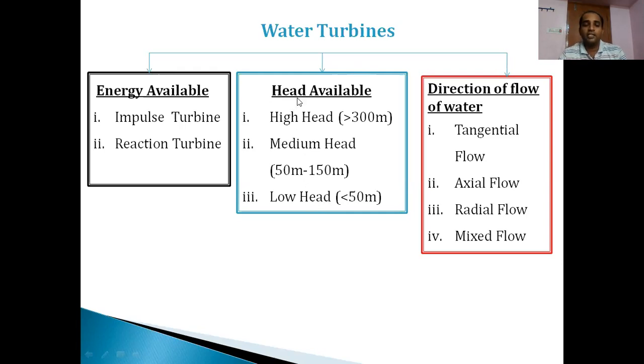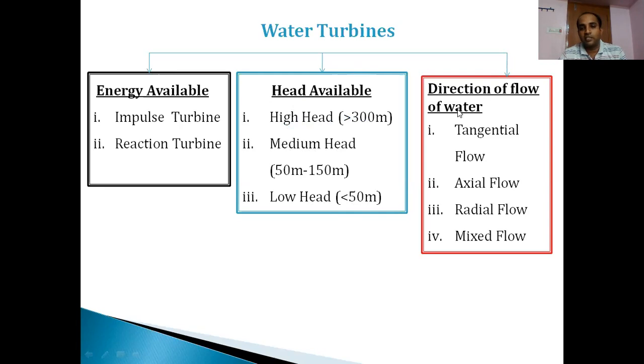So we call it the head available. High head is where the water level is stored at a range of more than 300 meters. Medium head is for a head in the range of 50 meters to 150 meters, and low head is for a height of less than 50 meters. Then the third category is regarding the direction of flow of water.